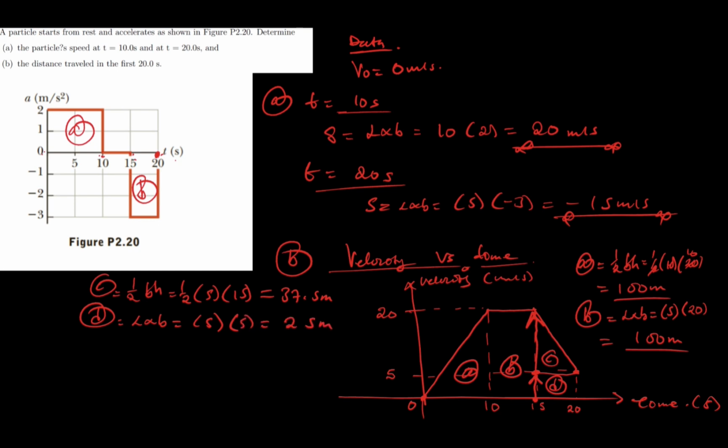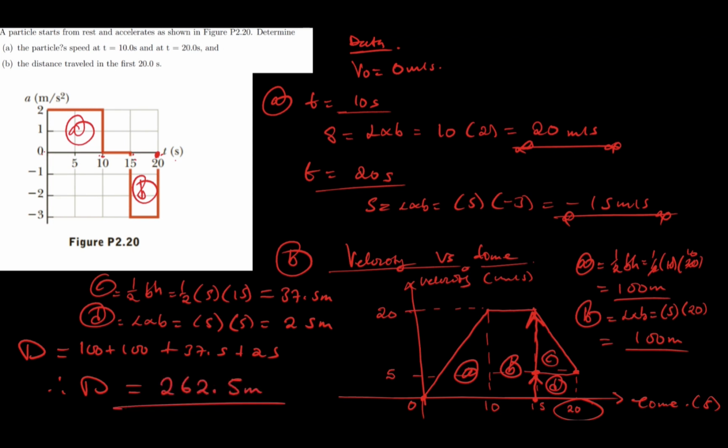So to find the distance, all you have to do is to add up all the areas. 100 plus 100 plus 37.5 plus 25. Therefore, the distance in the first 20 seconds will basically give you 262.5 meters. And that's the distance.